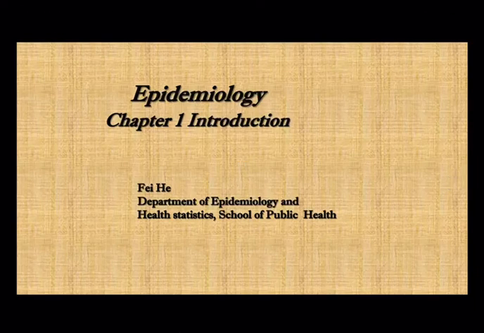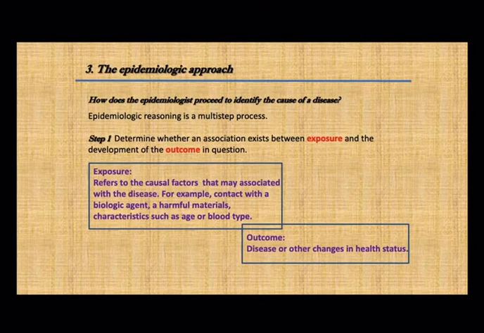In this episode, we are going to talk about the epidemiological approach. How does the epidemiologist proceed to identify the cause of the disease? Epidemiological reasoning is a multi-step process. Step 1. Determine whether an association exists between exposure and the development of the outcome in question.